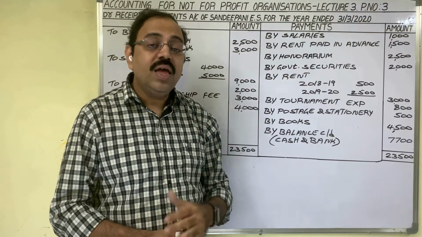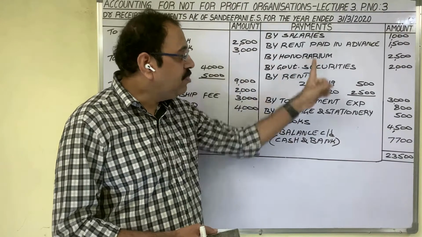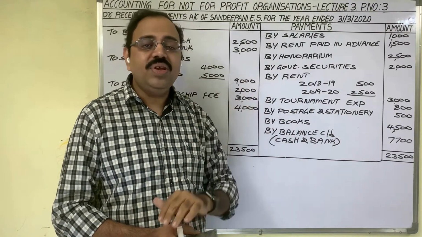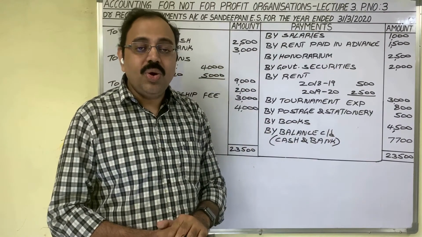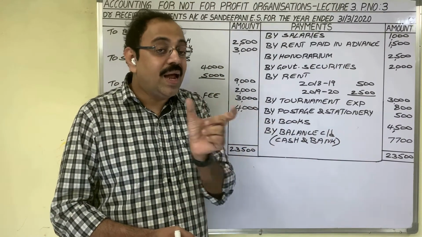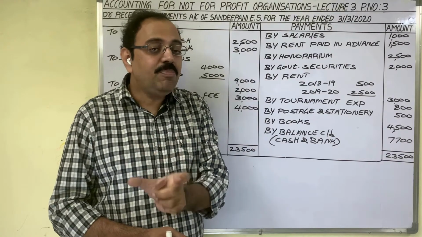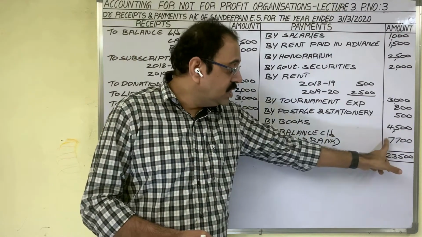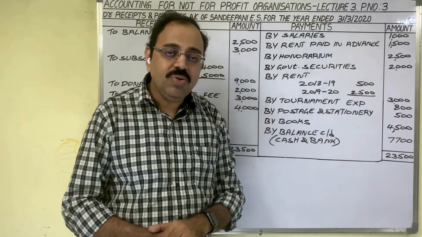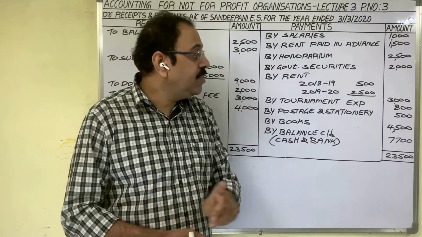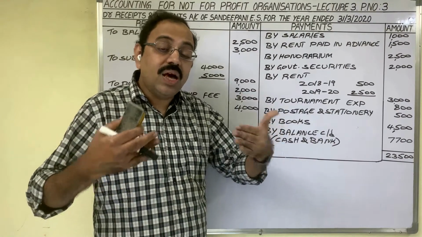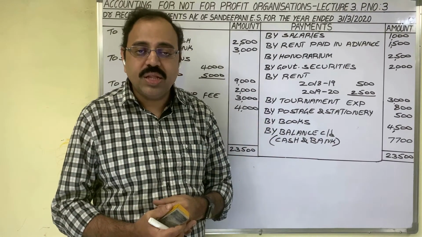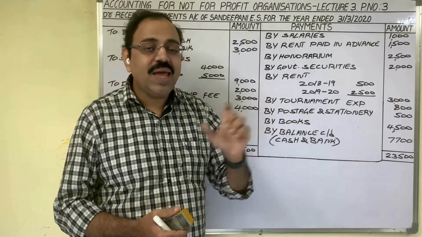For that sake, every firm prepares receipts and payments account. Second reason is it is a cross check to cash book. So as per cash book, at the end of the year, cash and bank balance amounts are 7,700 rupees now. So same amount is coming in receipts and payments account also. So these two balances are tallied. It gives a meaning that there are no mistakes in cash book.